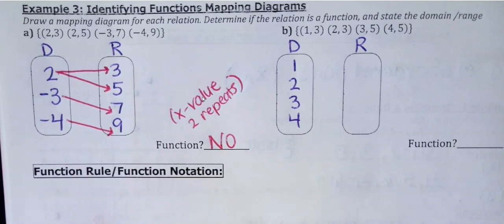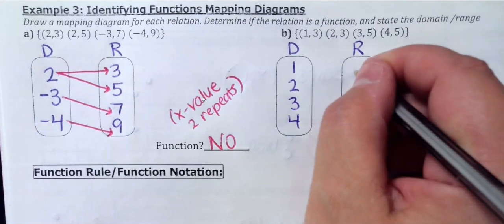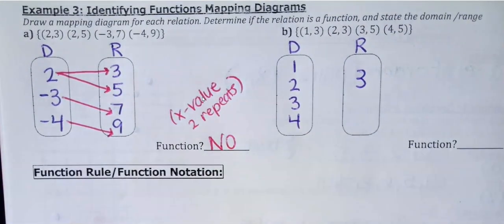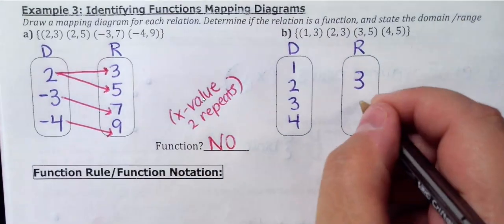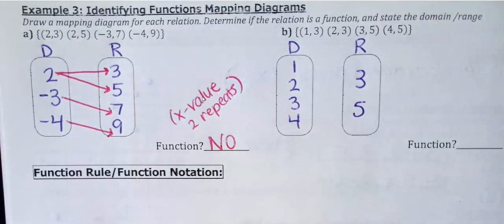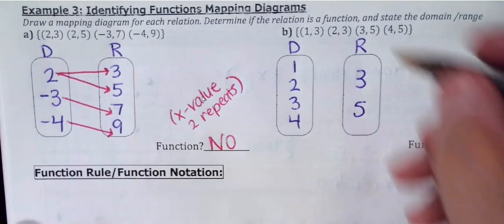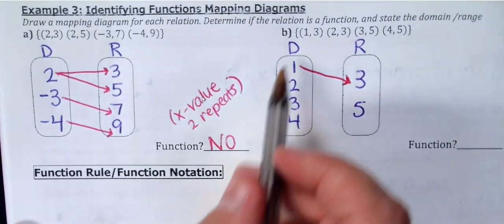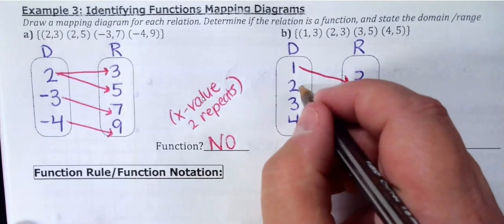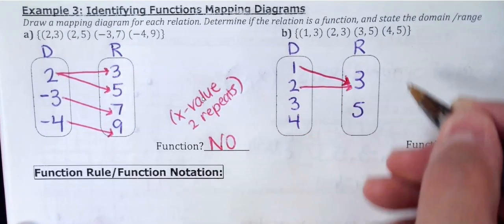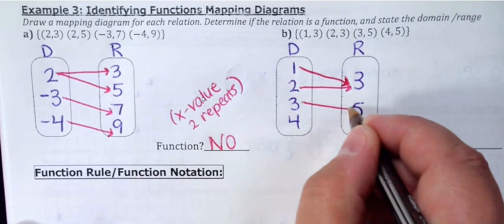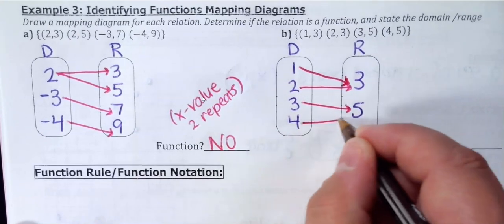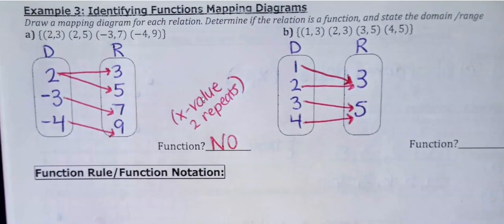Now for my range, both of the first 2 points have a 3, so you just have to list that one time. The last 2 points both have the y value of 5. Again, when you do the mapping diagram, for the domain value, you just draw an arrow pointed to the y value it goes with. So I've got the point 1, 3. I've also got the point 2, 3. I've got 3, 5, and I have 4, 5.